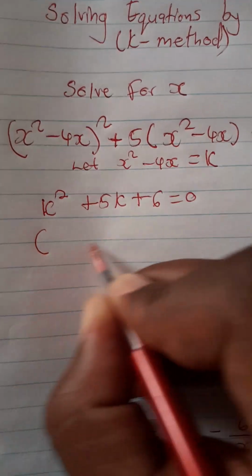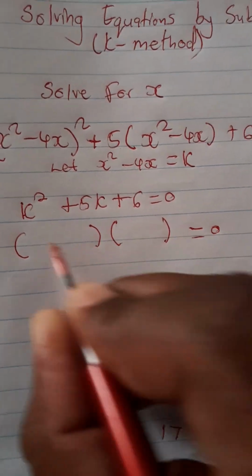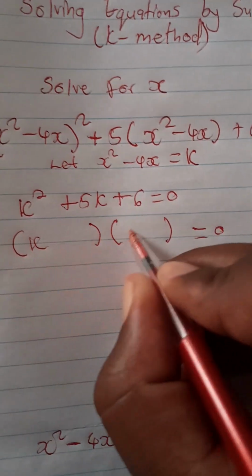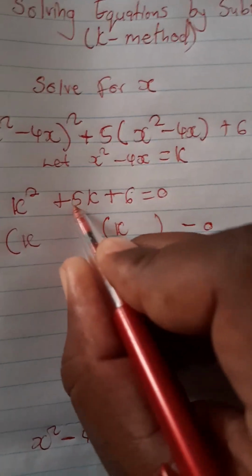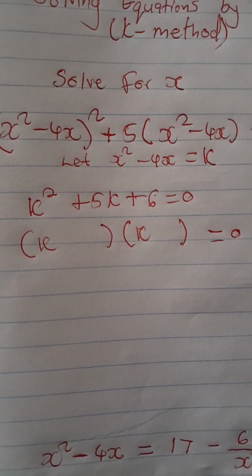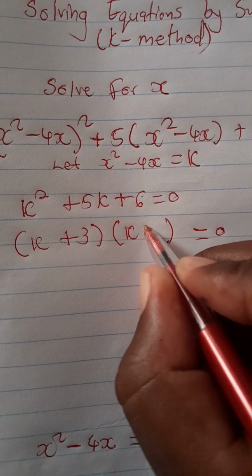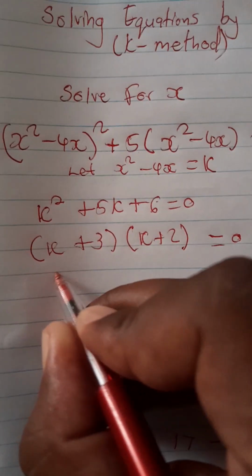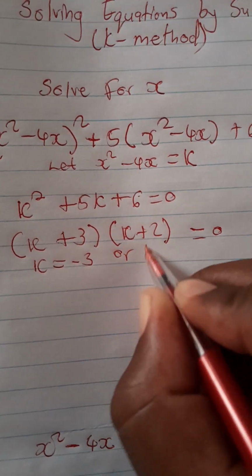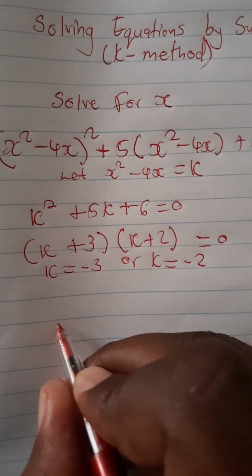So from here, we can see this is a trinomial. We can factorize it. It's a quadratic equation. The factors of k squared are k and k. The factors of 6 that will satisfy the middle term are definitely going to be 3 and 2, because 3 plus 2 is 5. So when you equate everything to 0, we get k is negative 3, or k is negative 2. So we are not done.